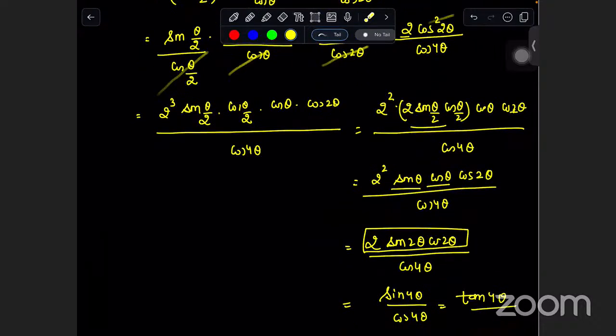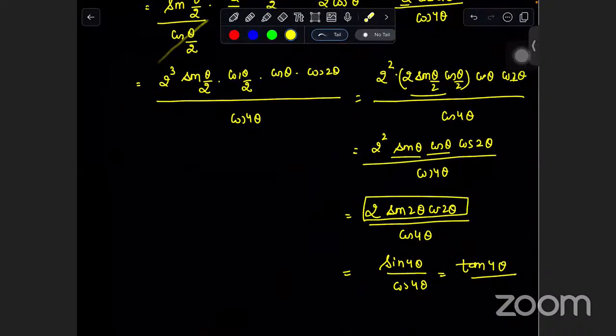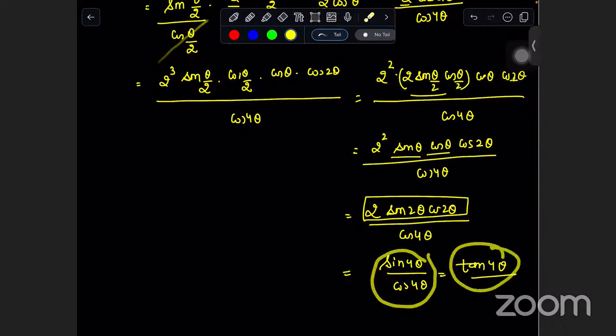Again, take 1, 2 with these two. So 2 times 2 sin theta cos theta will be again what? Sin 2 theta into cos 2 theta. So 2 sin 2 theta cos 2 theta will be sin 4 theta. So it will be sin 4 theta upon cos 4 theta, which is tan 4 theta.